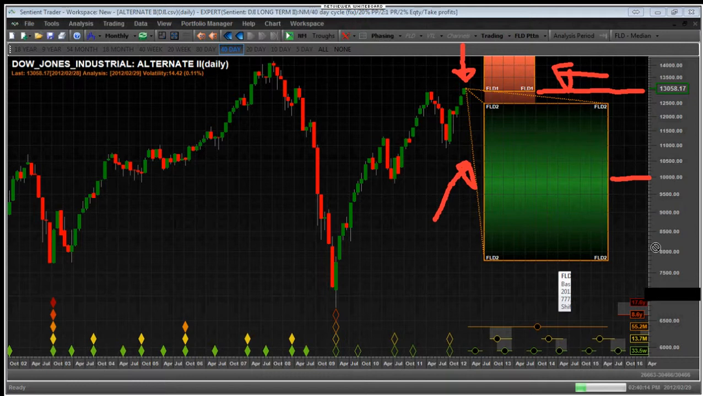Now, having presented three possible alternative analyses, I see Dave saying if the target is 10,000, why does the green box extend to approximately 8,000? Dave, what happens is that Sentient Trader uses the information it has available to it in terms of defining the cycles to create a range, both in terms of price and time.